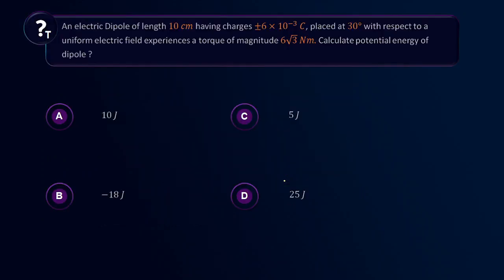So the question is: an electric dipole of length 10 centimeter having charge plus minus 6 into 10 to the power minus 3 coulomb, placed at 30 degrees with respect to a uniform electric field, experiences a torque of magnitude 6 root 3 newton meter. Calculate the potential energy of the dipole. Question is clear? Length of the dipole and charge is given. So can I say that dipole moment will be equal to Q into 2R? Yes or no?